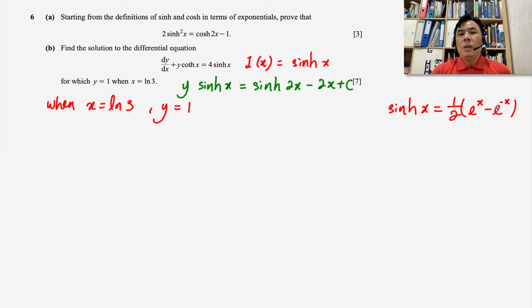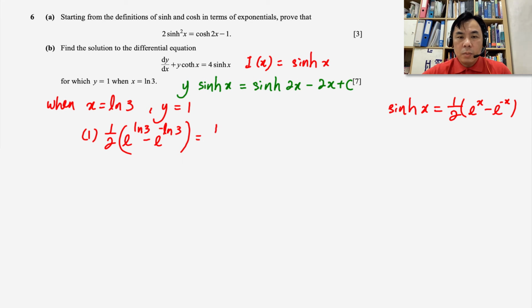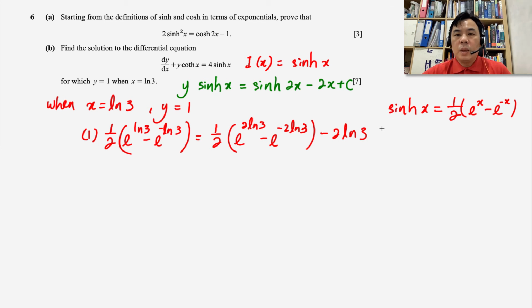Okay, this is the definition. We're going to substitute that directly. This is basically just 1. Now, sinh x becomes half of e to the ln 3, subtract off e to the negative ln 3. Okay, now that's how it looks like on the left hand side. On the right hand side, the same thing. We will have e instead of 2, then that will be e to the 2 ln 3 minus e to the negative 2 ln 3. And then finally, we need to put down the 2 ln 3 and then plus c.